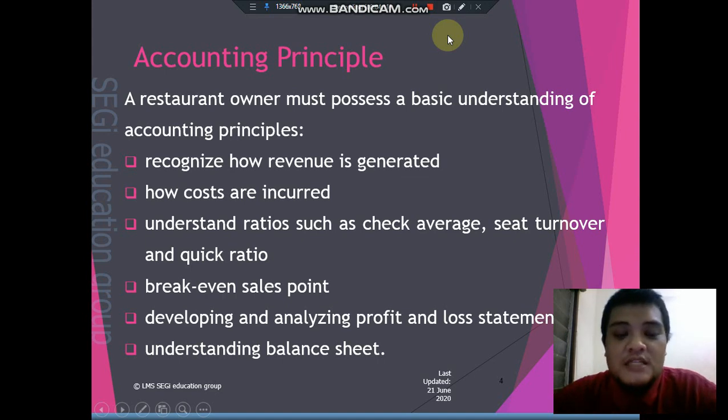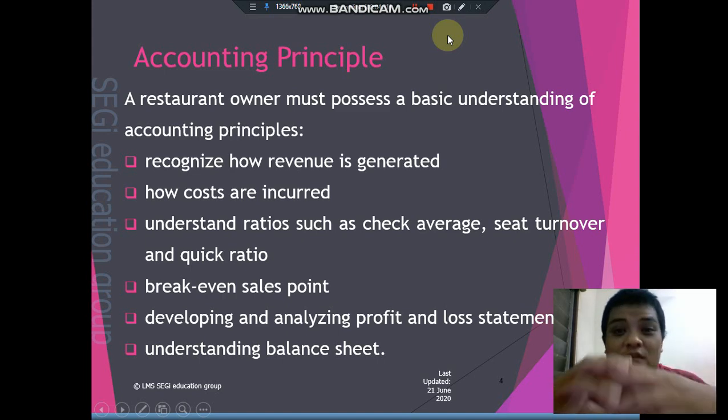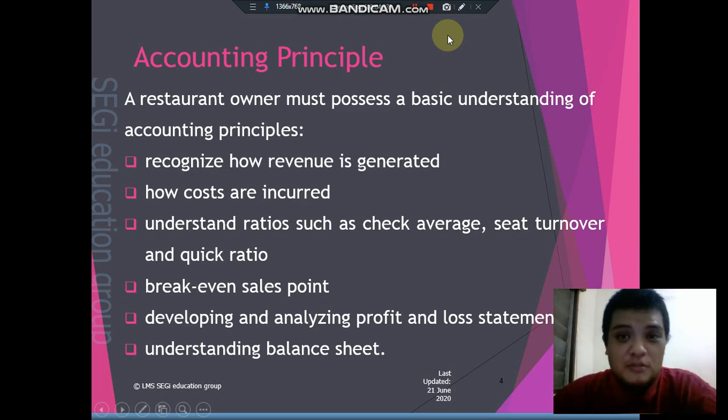And the last one is the quick ratio. Quick ratio is the ratio in which you evaluate the liquidity of your assets, how much of your assets can be turned into liquid to pay all the debts and commitments. Sometimes we have fixed assets that we cannot change into liquid. Liquid means cash.